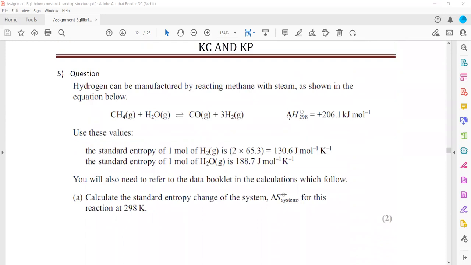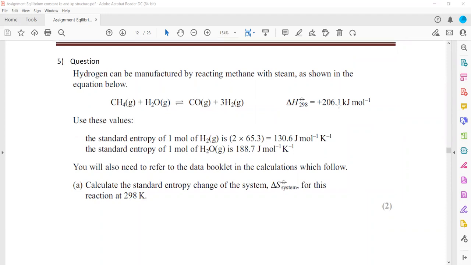In question 5, hydrogen can be manufactured by reacting methane with steam. As you can see, the forward reaction is endothermic. The standard entropy of 1 mole of hydrogen is given, and the entropy of 1 mole of water is also given. You will also need to refer to the data booklet. The data booklet is important.